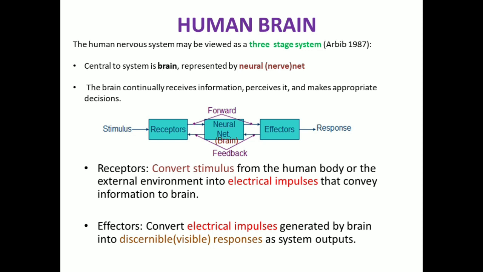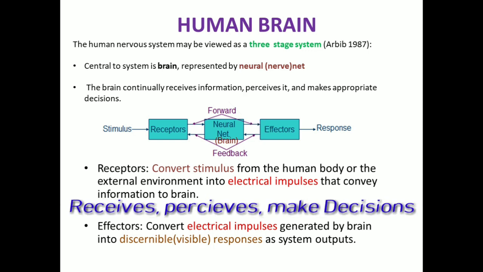The human nervous system can be viewed as a three-stage system. As you can see in the block diagram, central to the nervous system is the brain, which is represented by a neural network, which continuously receives information, perceives information, and makes appropriate decisions.